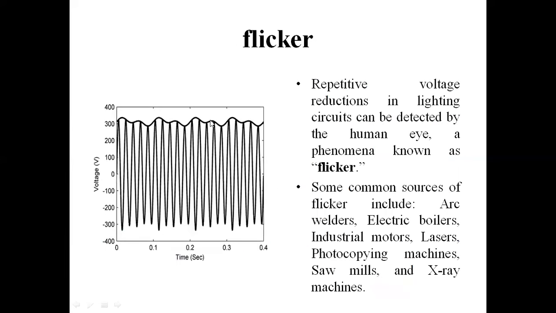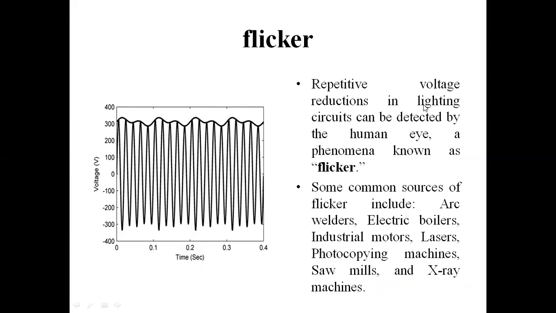Next, this is flicker. The main example is a tube light. When we turn on a tube light, for the first few seconds the tube light turns on and off. That moment is called a flicker. This thick line, this is a flicker.